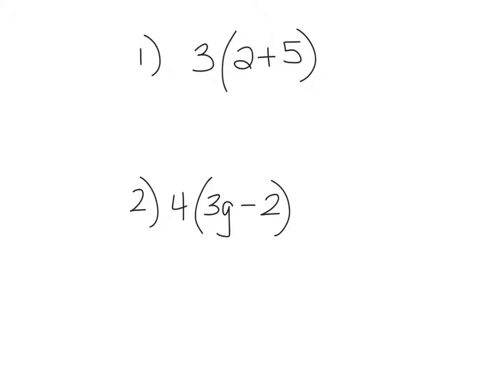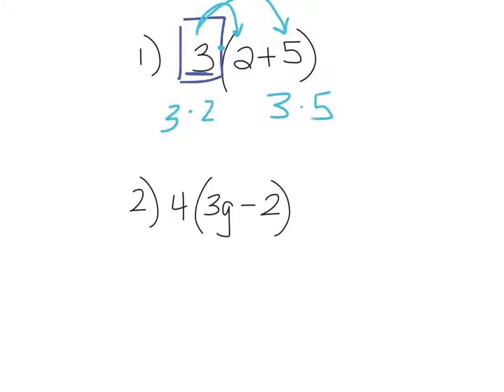If you take a look at the first example, this is just a numerical expression because it just contains numbers and operation symbols. You're going to notice that you have a 3 out in front. Remember, the number that's in front of the parentheses is the number that you are always sharing within the parentheses. Anytime we see a number next to parentheses, it means multiplication. So we're going to multiply 3 times 2, and then we're going to share the 3 with a 5, which would look like 3 times 5.